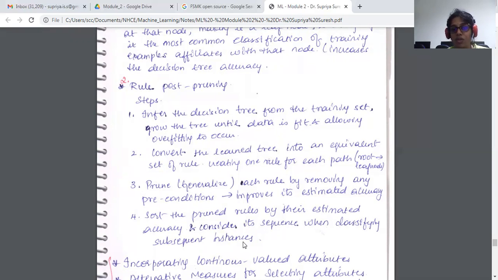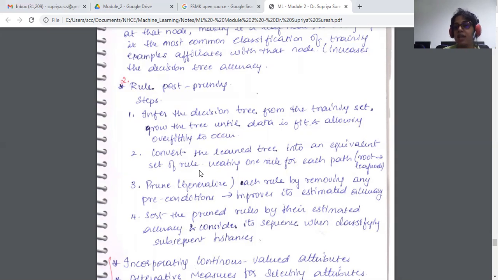Sort the pruned rules by their estimated accuracy and consider this sequence when classifying subsequent instances. After it is done, because it might have eliminated some of the data, it will again reconstruct the entire tree. Each and every branch is now a rule, so I will sort them by their estimated accuracies, and then consider this sequence when classifying subsequent instances.